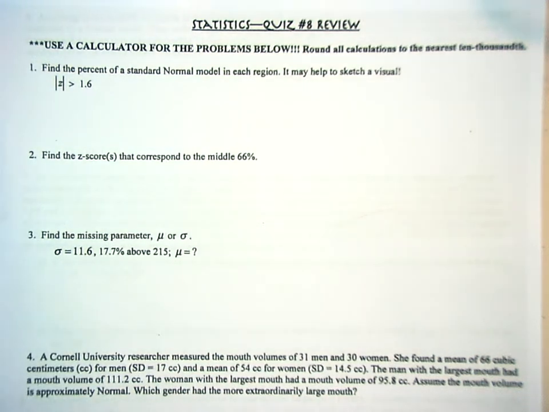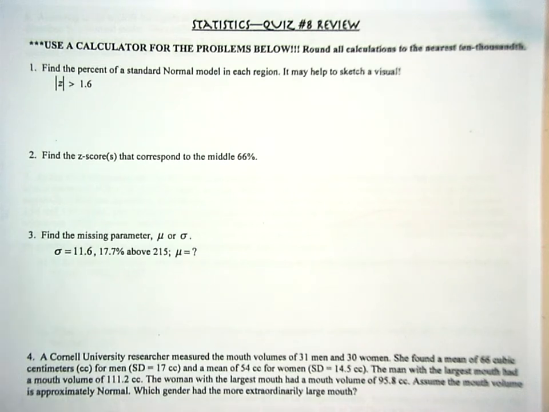Today we are doing quiz prep. So use a calculator for the problems below. Round all calculations to the nearest 10,000, so 4 decimal spots. All right, so first up, find the percent of a standard normal model in each region. It may help to sketch a visual.